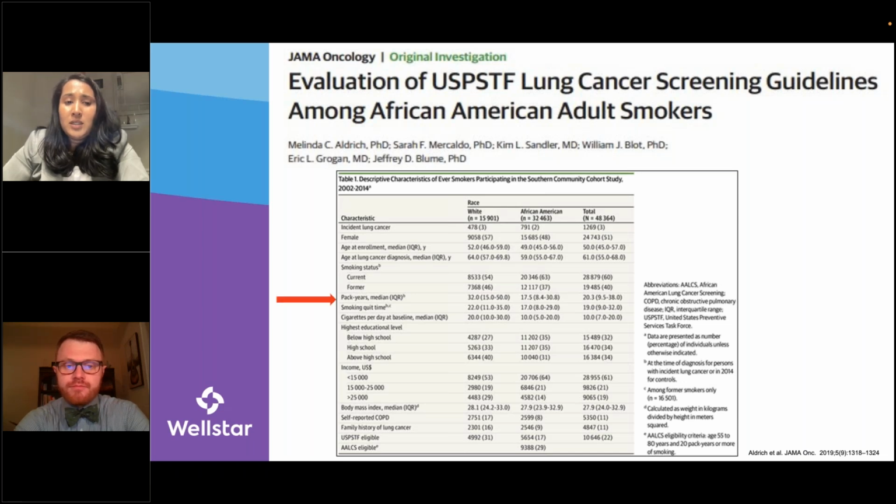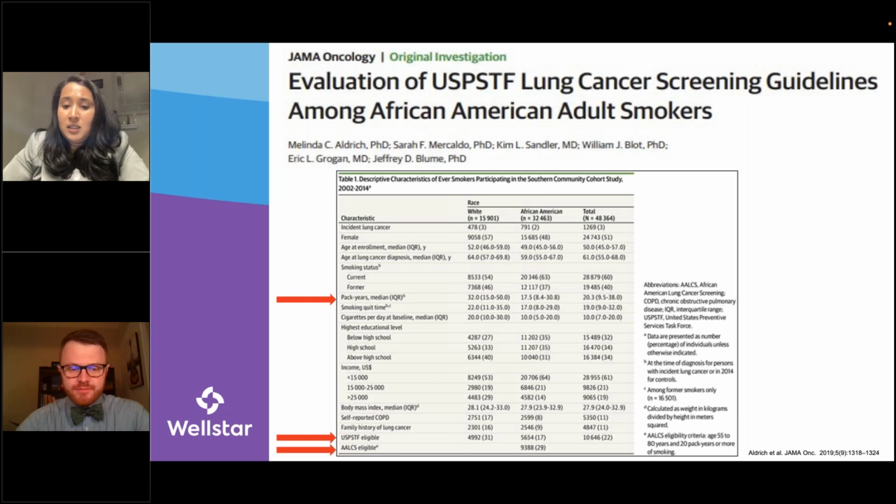So what does the study tell us? The median pack years for the white population was around 32 versus 17.5 for the African American population. The study also looked at USPSTF eligible patients. With the guidelines where they stood, about 31% of white patients could be enrolled versus only 17% of their African American counterparts.